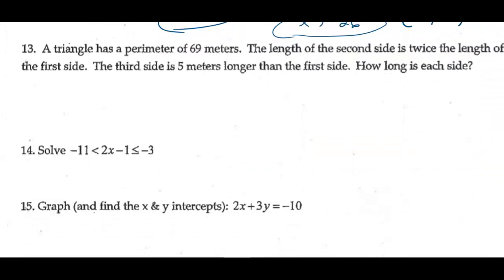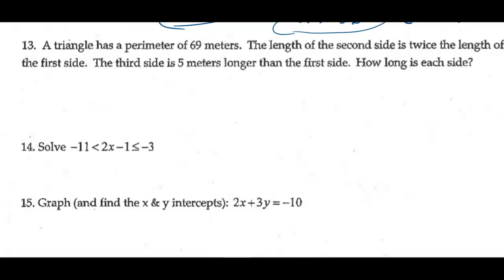Okay. Here's a good equation, a word problem. A triangle has a perimeter of 69 meters. The length of the second side is twice the length of the first side. The third side is 5 meters longer than the first side. How long is each side? All right, draw your triangle. Any triangle. We know the perimeter equals 69. What does perimeter mean? Side 1 plus side 2 plus side 3 equals 69.